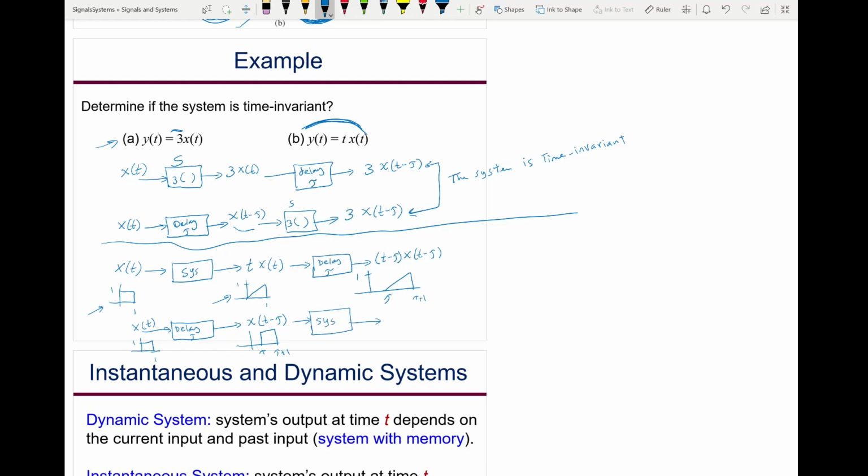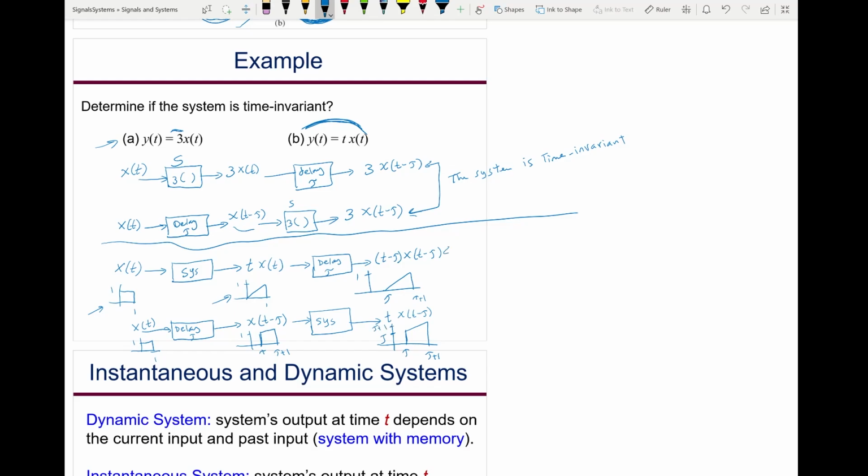So what will this system do? It will take the input and amplify it by t. So the output will be t x of t minus tau. So if you plot this, this is 1. So the input at this instant of time is 1, so the system will amplify it by time, which is tau. And it's going to look like this. And this one here, tau plus 1.